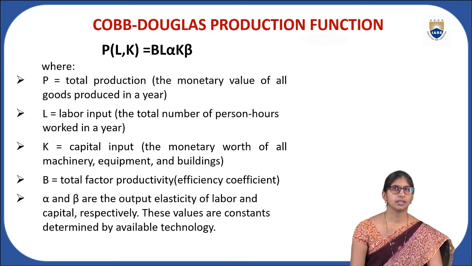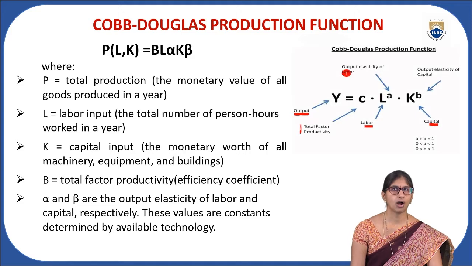Here there is a mathematical formula given by Cobb Douglas, where Y is equal to C into L to the power a into K to the power b. So this is the production function which is given by Cobb Douglas. Let's understand what this is now. Y is the total output. What is the total output with the input of labor and capital?